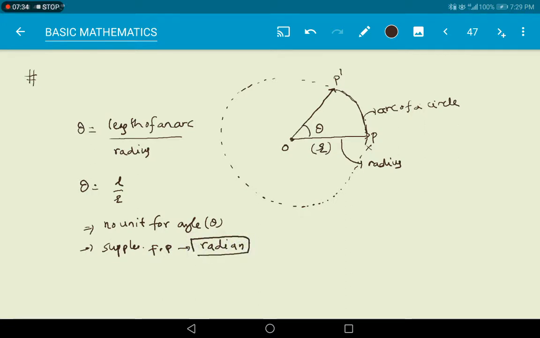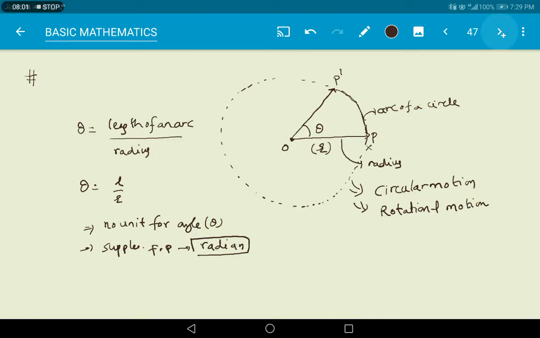So where can we use this concept of angle and revolution? We are going to use this in physics in circular motion, and in the same way in rotational motion. So we are going to use applications of this angle in these two chapters in physics mainly.